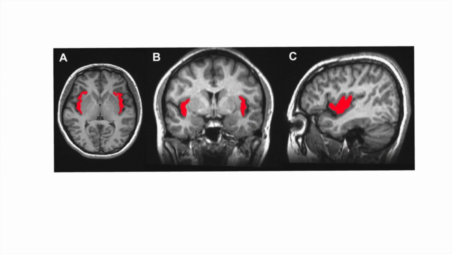Now we are looking at another MRI image. Again, as I mentioned previously, we are moving from left to right. The sections that you are seeing are an axial section, A, B is the coronal view, and C is the sagittal view. And the area that is marked in red is known as the insula. And this is what the insula looks like. In A and B, the insula is right here.